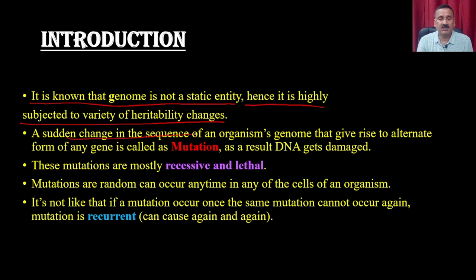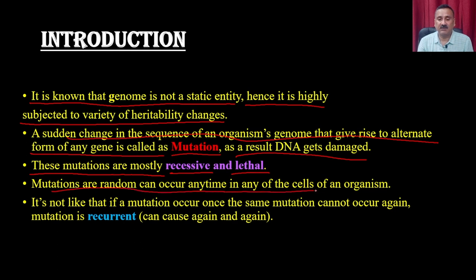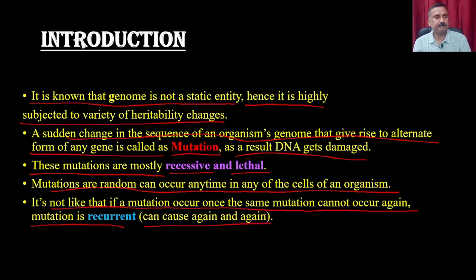A sudden change in the sequence of an organism's genome that gives rise to an alternate form of a gene is called a mutation. As a result, the DNA gets damaged. These mutations are mostly recessive and lethal. Mutations are random and can occur at any time in any cell of an organism. It is not that if a mutation occurs once, the same mutation cannot occur again. Mutation is recurrent and can occur again and again.